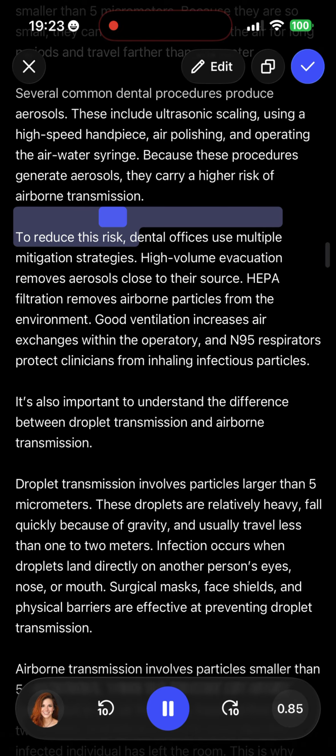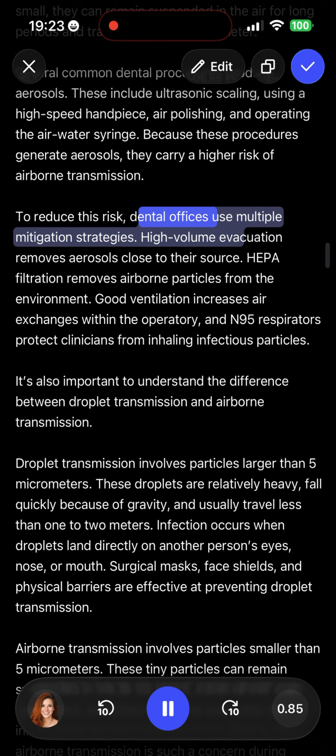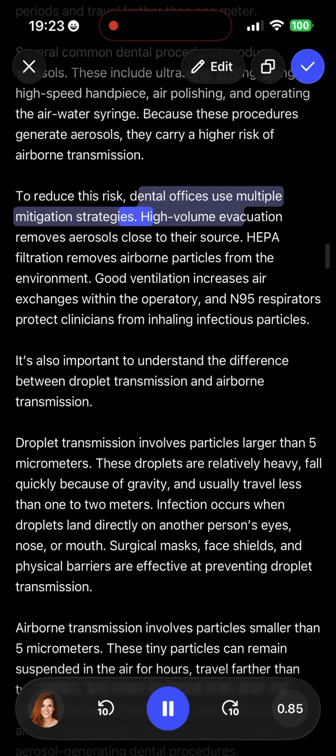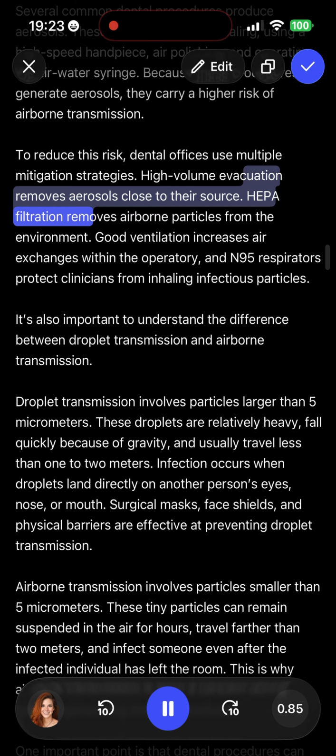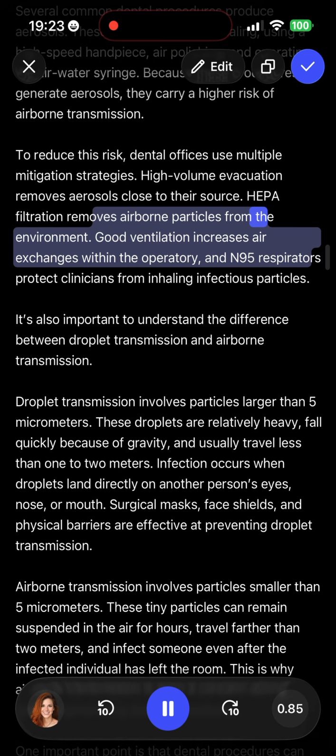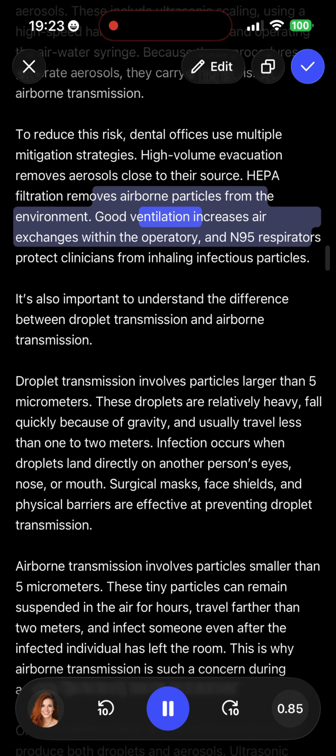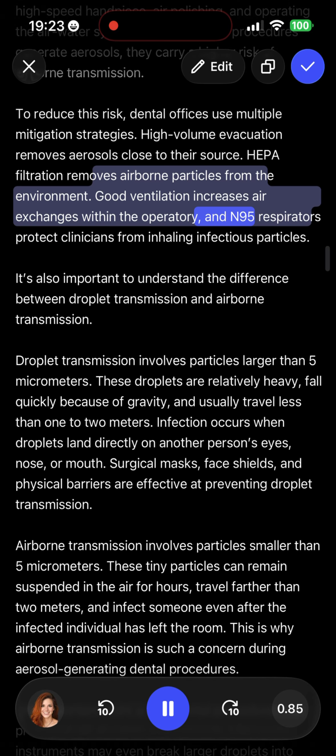To reduce this risk, dental offices use multiple mitigation strategies. High-volume evacuation removes aerosols close to their source. HEPA filtration removes airborne particles from the environment. Good ventilation increases air exchanges within the operatory. And N95 respirators protect clinicians from inhaling infectious particles.